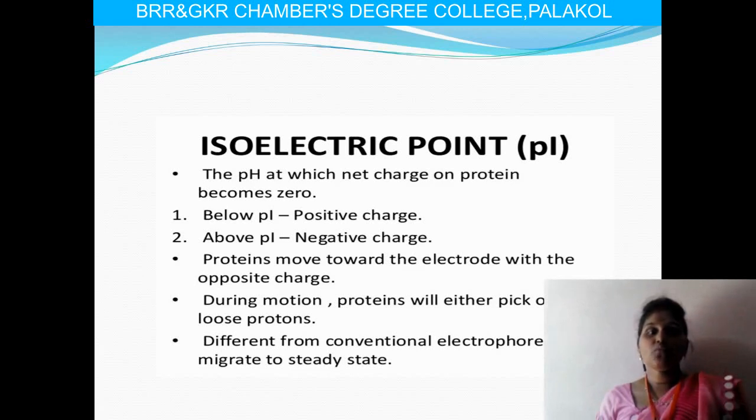Here proteins move towards the electrode with the opposite charge. If the proteins have a positive charge, they will move towards the negative electrode. If the proteins have a negative charge, they will move towards the positive electrode. During this motion proteins will either pick up or lose protons. Different from conventional electrophoresis, they migrate to a steady state.